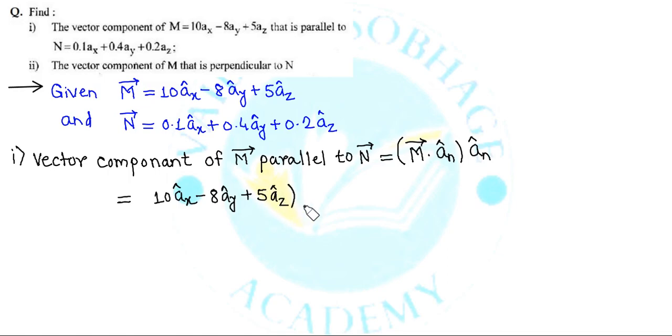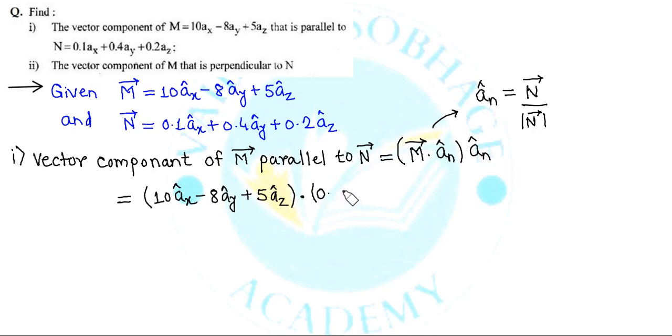So this is your vector m, and it should have a dot product with what? Dot product of your unit vector along n. So what is unit vector for that vector n? So unit vector an is nothing but what? Your given vector n divided by the magnitude of the vector n. So here in this case I am going to write directly over here.